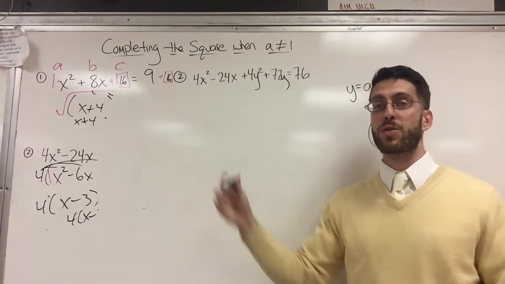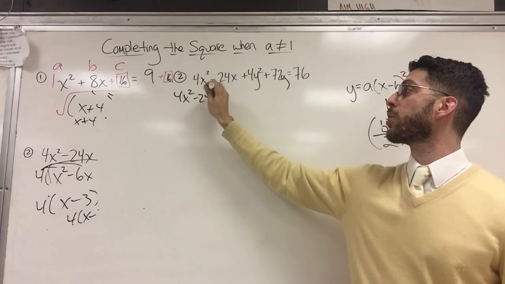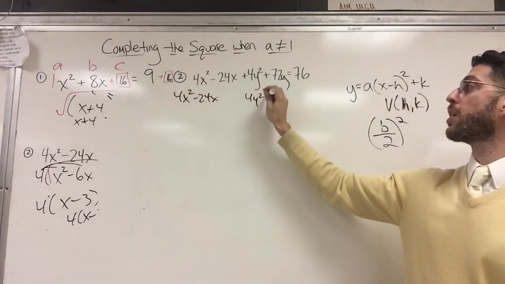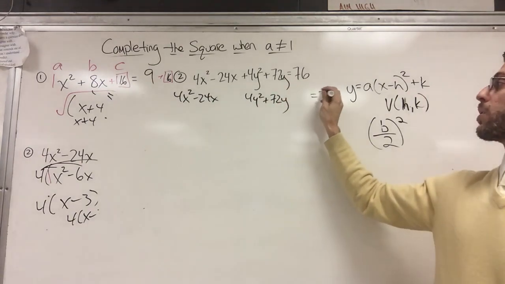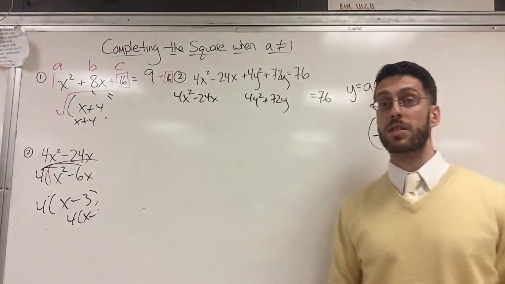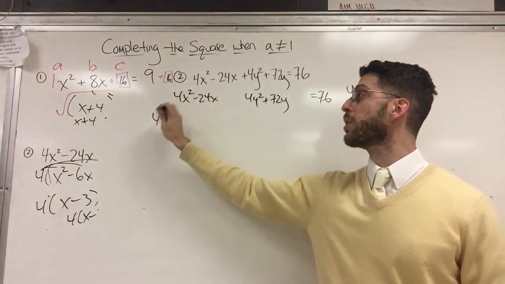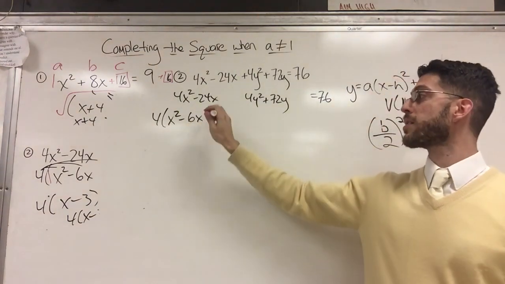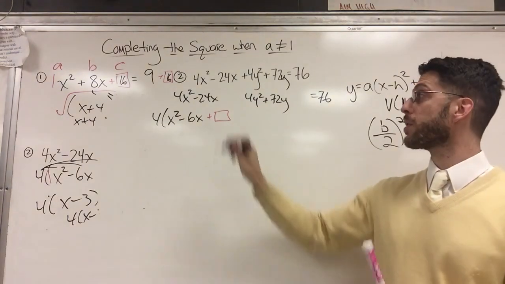There's like 4 videos that lead to this. So I'm going to just look at the 4x squared minus 24x separately, and then I'm going to look at the 4y squared plus 72y separately, and then later on I'll drop down the 76. So here I got a 4 coming out, and an x squared minus 6x stays inside plus something, right? Let me close the parentheses.